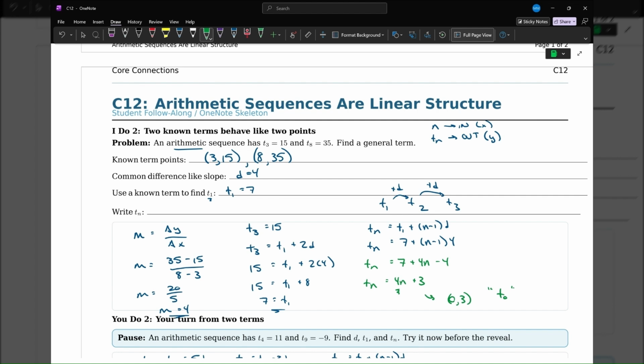So one for you to try quickly. From two terms: an arithmetic sequence has fourth term 11 and ninth term -9. Find d, T1, and Tn. Try it now, pause it, and come back for it.